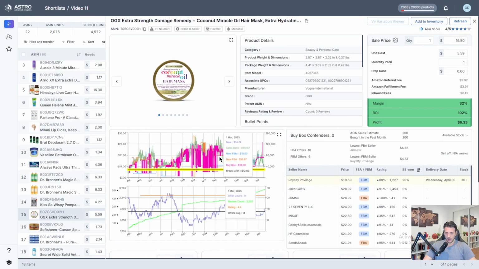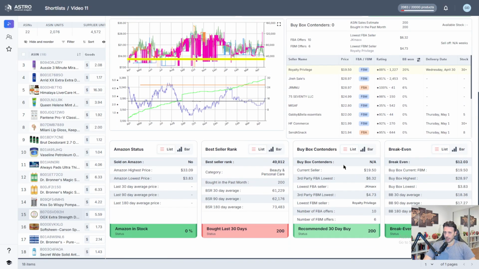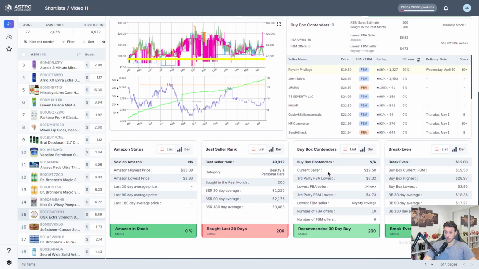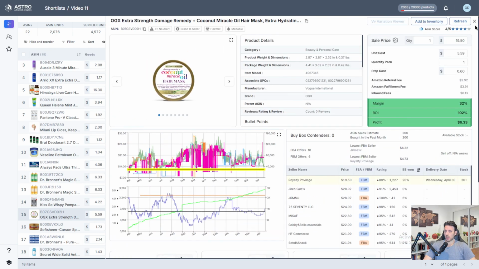Okay, so seeing the chart, I see a lot of ups and downs over here in the middle. It seems like the bottom part are FBM sellers, the top part are FBA sellers. They're clashing there, 200 sales per month. Currently, an FBM seller has the buy box. We can probably comfortably price at $19.50 and still make a huge profit. So maybe 120 units of these. Yeah, that's fine.